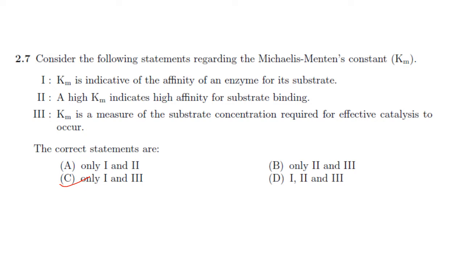Now we are coming to the third one. Third one, Km values will vary as the substrate differs, because different enzymes have different affinity towards different substrates. So statement 3 is correct. So answer is option 1 and 3 are correct, and that is C.